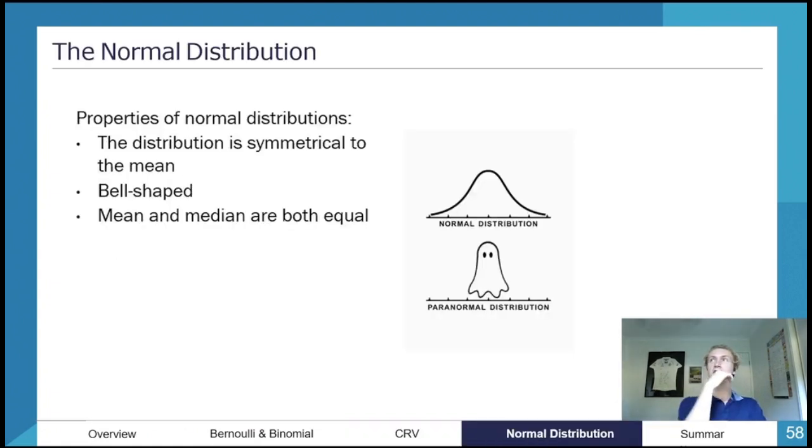Okay, now we're going to talk about the normal distribution. There's several properties to the normal distribution that I really want you to be comfortable with and very confident with when you answer them. Number one is that the distribution is symmetrical to the mean. Secondly, I want you to know that it is bell-shaped and that the mean and median are both equal. That tallest point, that middle of that graph, is going to be the mean and the median, okay? These are the key concepts of normal distributions.